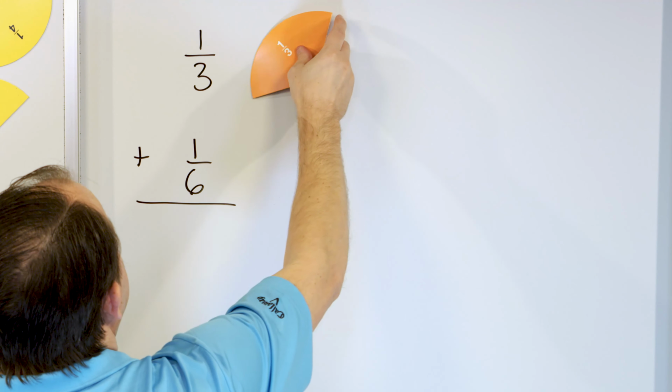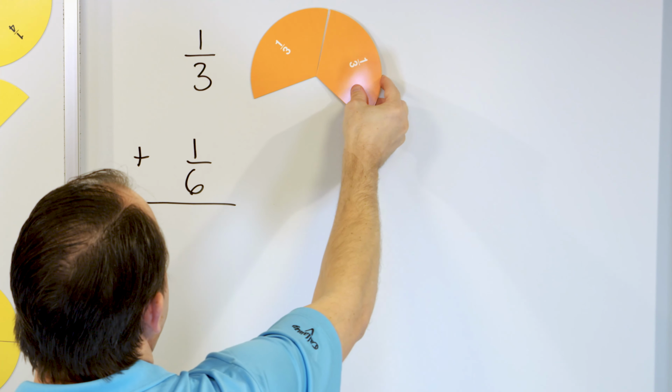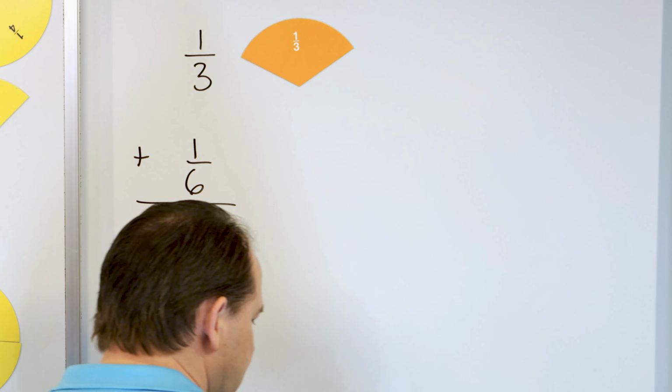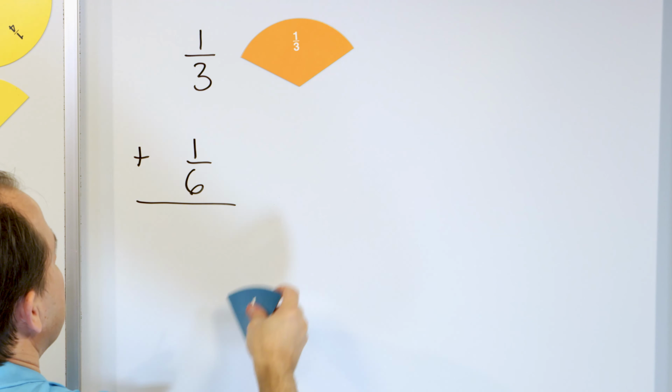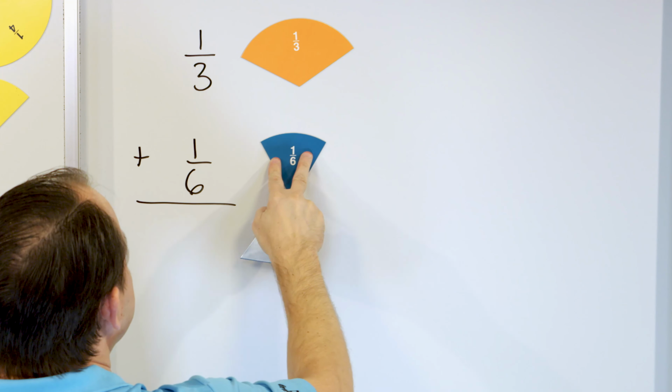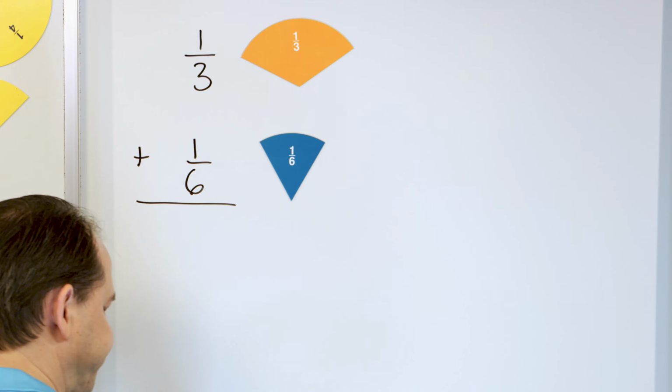So 1/3 of a pizza is something like this, because this will be 2/3, and then the 3/3 will be down there. So here is what 1/3 actually looks like. And then 1/6 of a pizza looks like this. Of course, I could have 6 pieces all the way around, but I only actually have 1 of them. So I'm adding this to this.